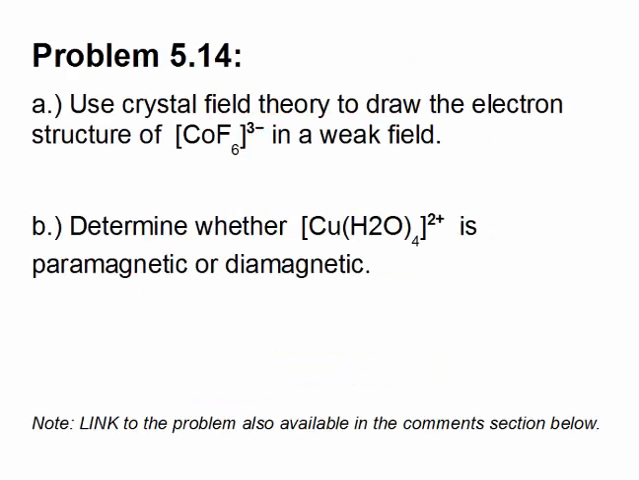Problem 5.14, Part A asks, use crystal field theory to draw the electron structure of hexafluorocobaltate 3 ion in a weak field. Part B asks, determine whether tetra-aqua copper 2 ion is paramagnetic or diamagnetic. Please note that I'm going to include a link to the problem in the comment section below.